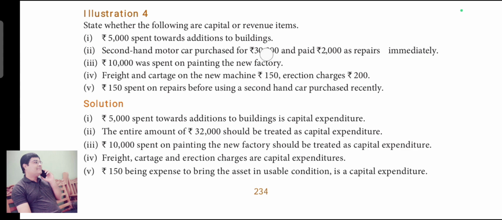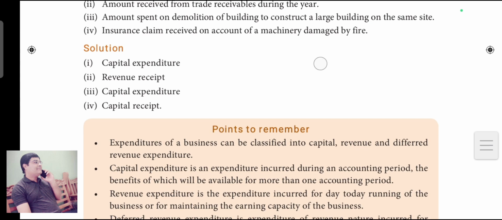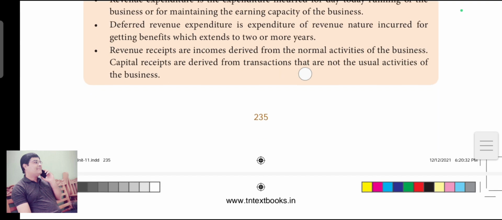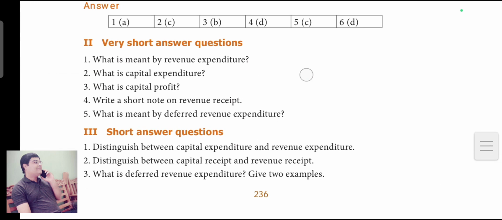In 11th chapter, very easy chapter. Illustration 4, illustration 5, 6 is very important for 5 marks. Same way, in theory, 1, 2, 3. Very short answer, 1, 2, 3. Short answer, 1 and 2.